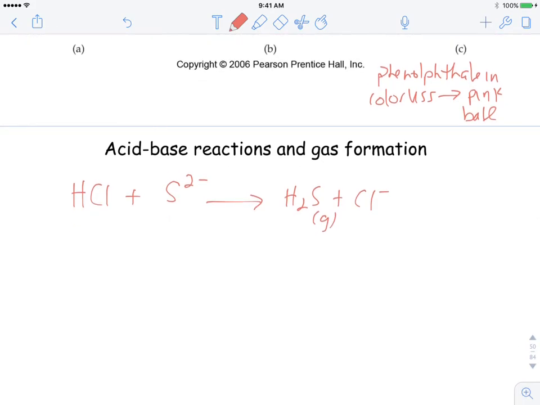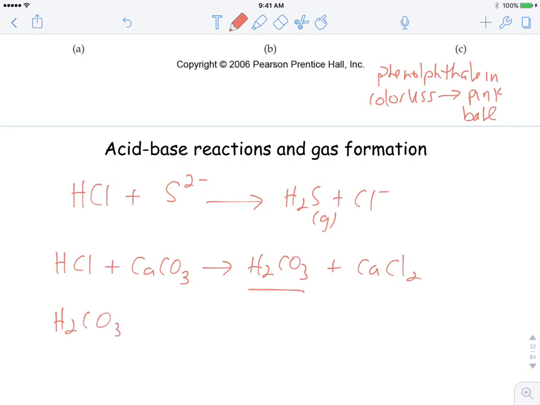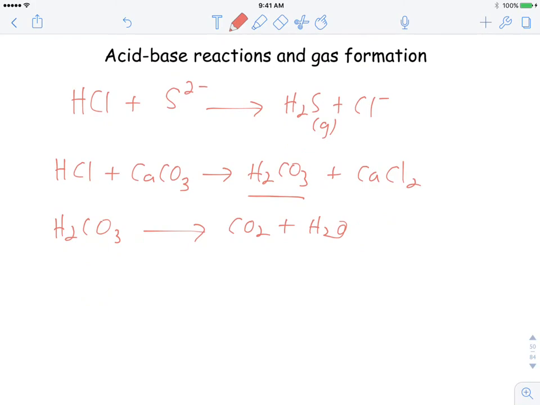Another reaction that occurs and forms gas is where you have a carbonate. So if we take this HCl and we react it with a carbonate, this will actually form this intermediate, H2CO3 and calcium chloride. But what happens next is interesting. This carbonic acid that forms breaks down into CO2 and H2O. Now if you combine these and write the net ionic, you get this.